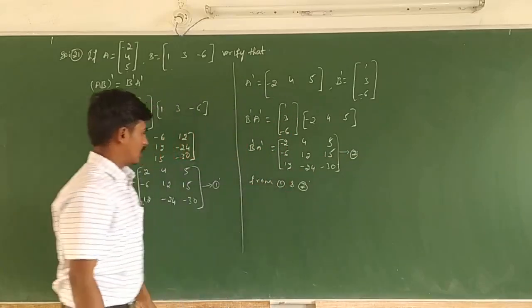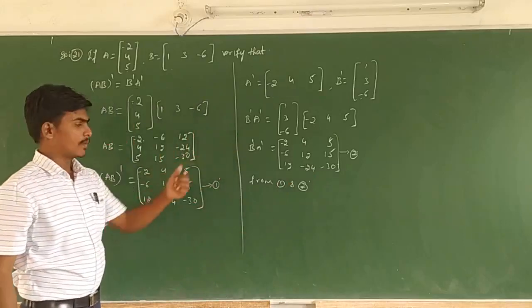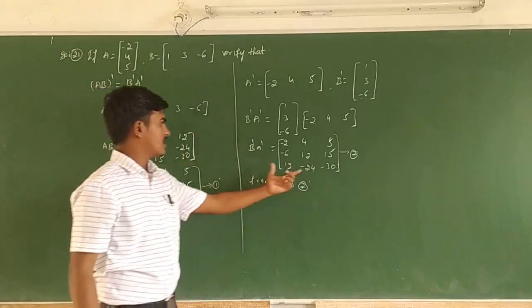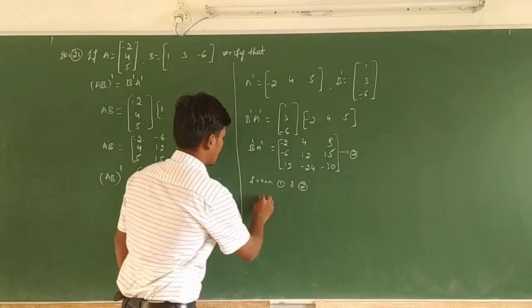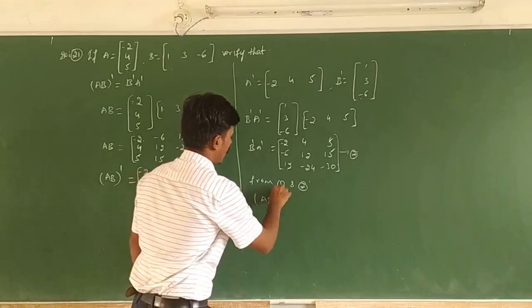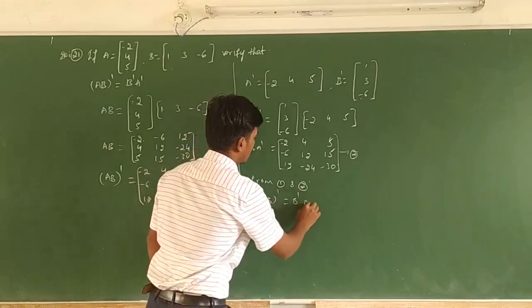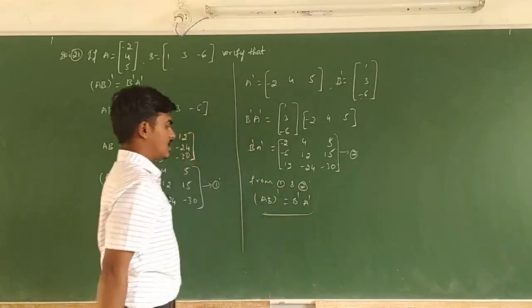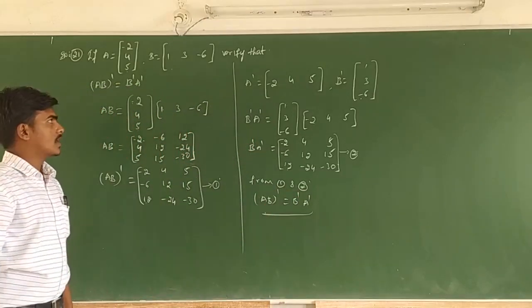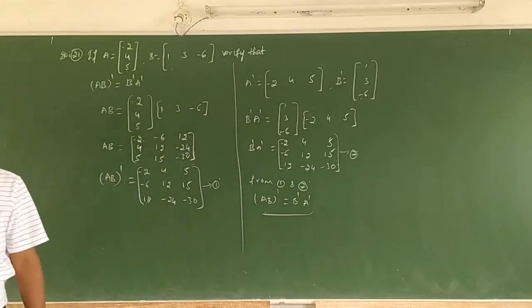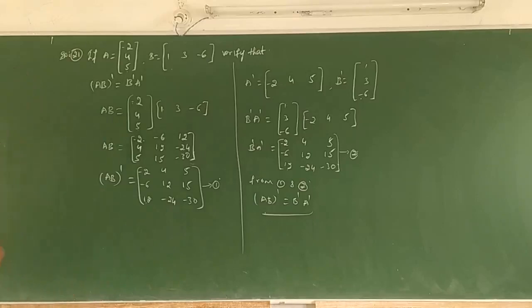Compare equation 1 and equation 2. This matrix is the same as this matrix. So what we write: (AB) whole transpose equals B transpose into A transpose. This is the verification. Next we move on to symmetry and skew symmetry.